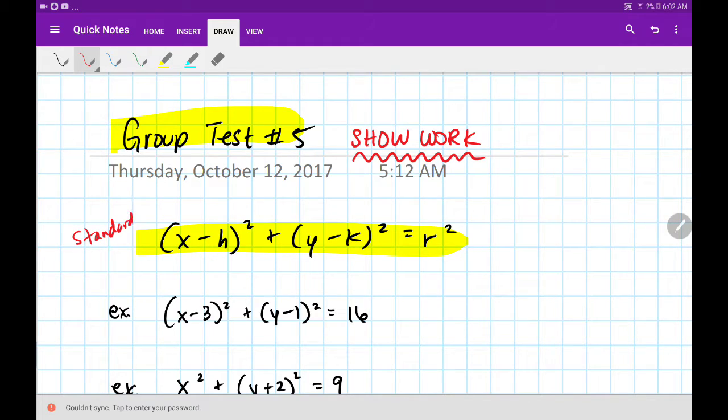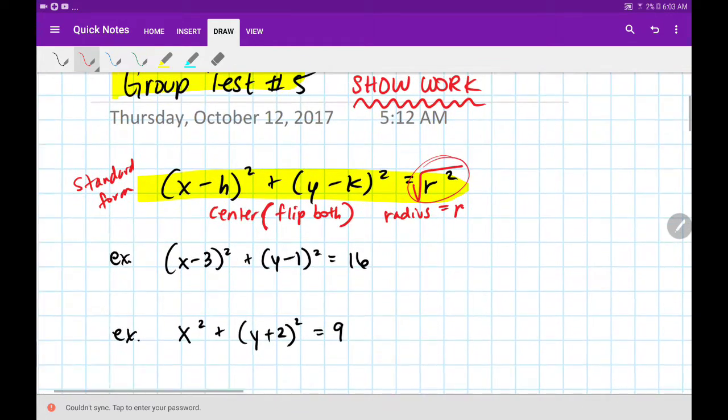It's called standard form. Now, if I have a circle written in this form, it's very easy for us to find the center because we will just flip both our x and y to get our center. And then to get our radius, we would take the square root of that guy over there. Our radius would be just r. So let's look at two examples of this.